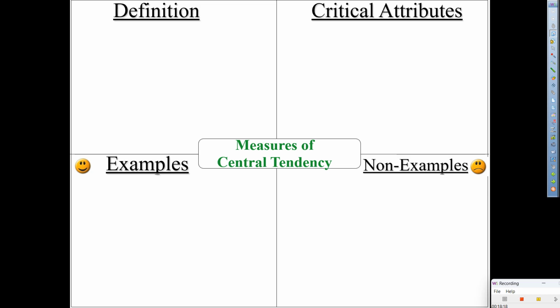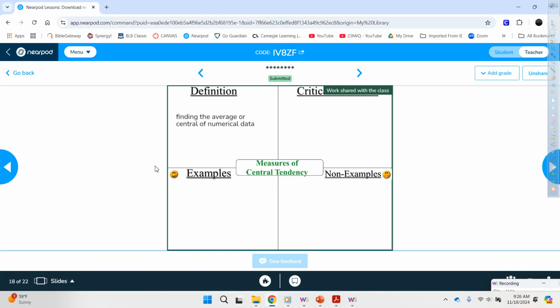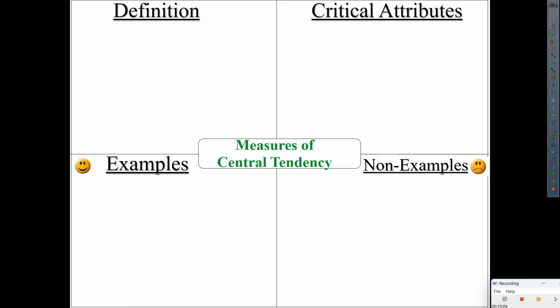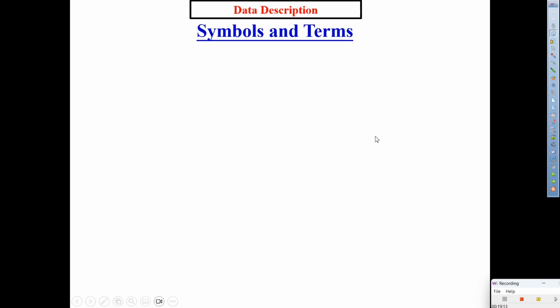And right away, some of you just wrote mean, median, mode. No, we know what they are. I'm saying definition. What is measured central tendency in itself? Here's one from one of your colleagues, and they wrote, finding the average or central of numerical data. Yes. So you're basically focusing on the center of all the data. Okay. All right. Not bad.